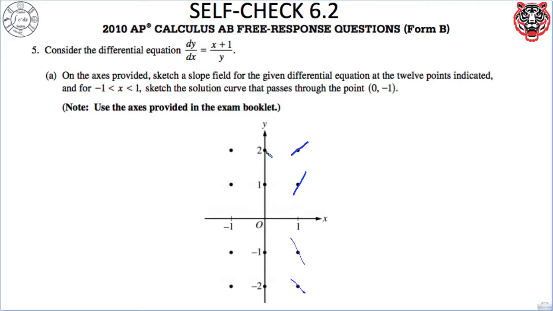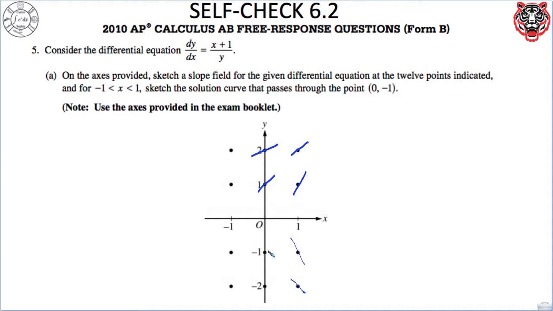Over here we have x is always equal to 0 for all of these points, which means it's always going to be 1 over something. So it's going to be 1 over 2. 1 over 2 is a half. So draw a slope of a half. I can make it maybe a little bit less steep. It's going to be 1 over 1. So that's going to be a slope of 1.